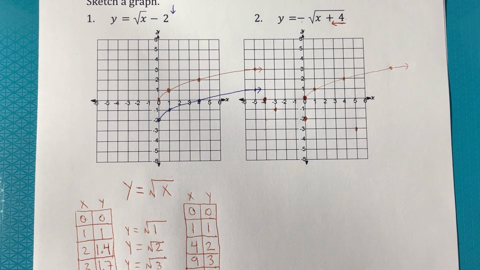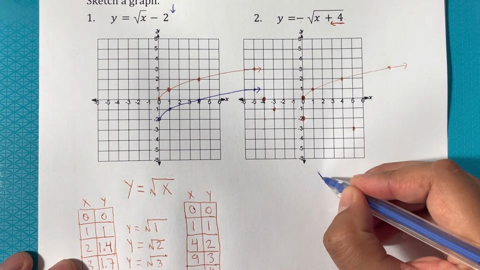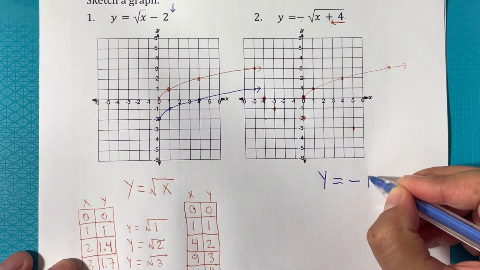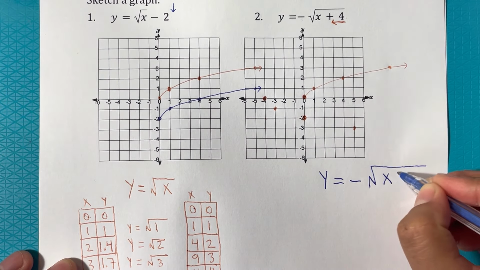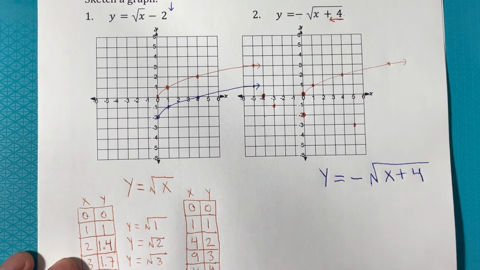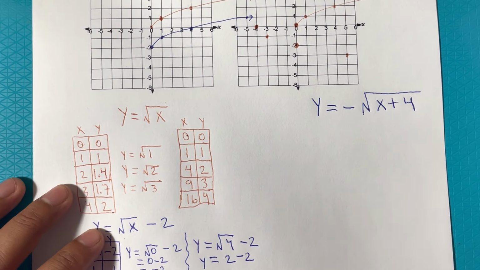Now let's find it with a table. So y is equal to negative square root of x plus 4. Now that's my equation so that we can see it easier.